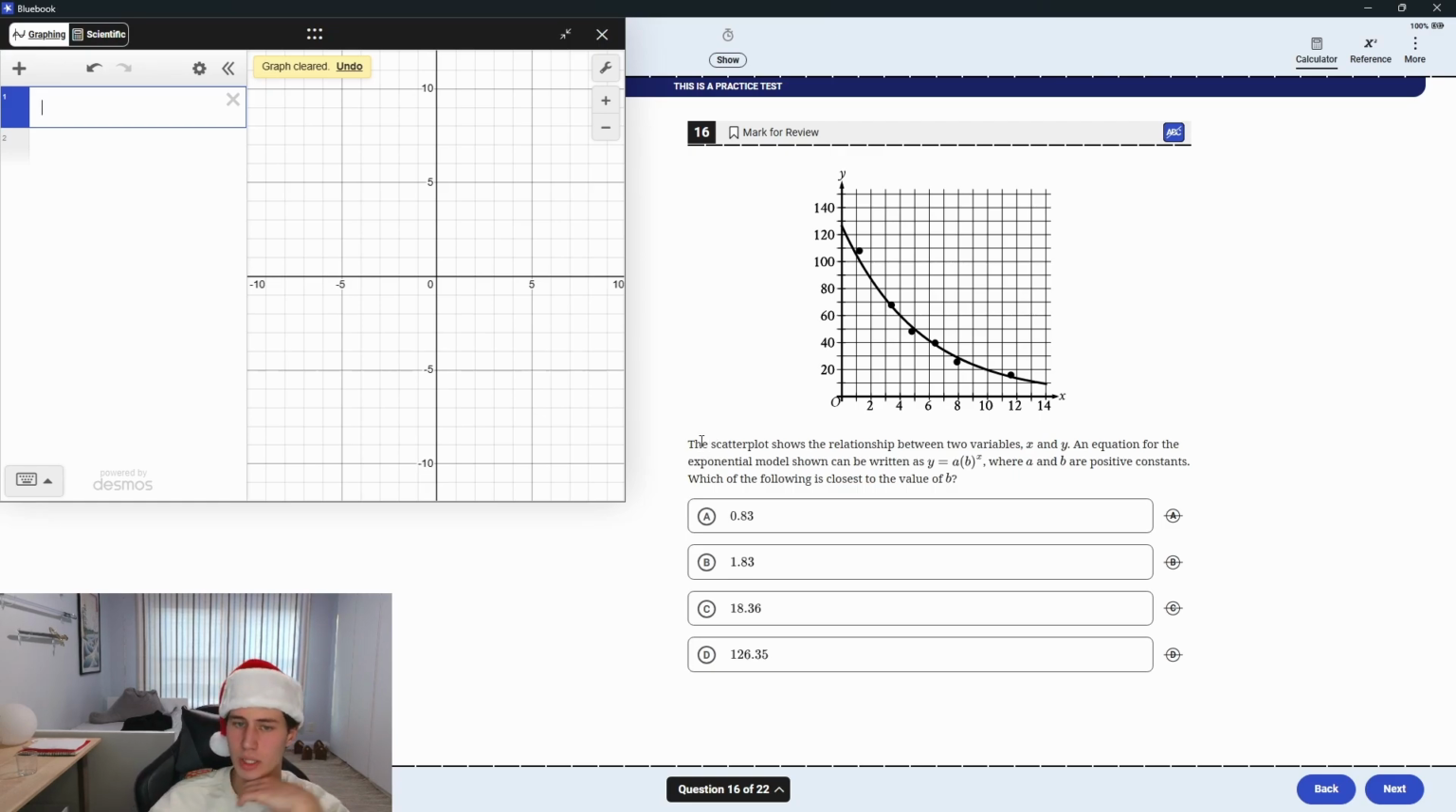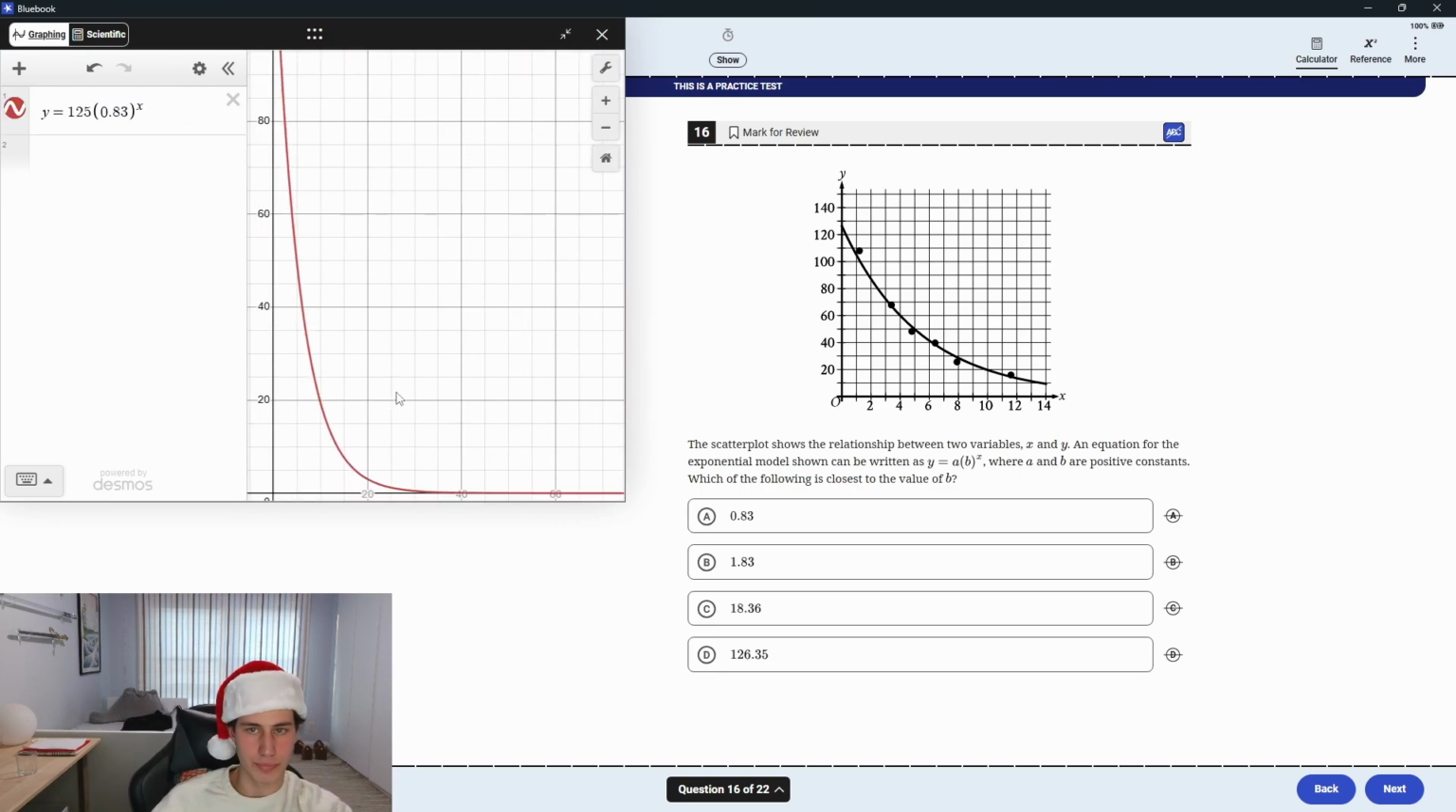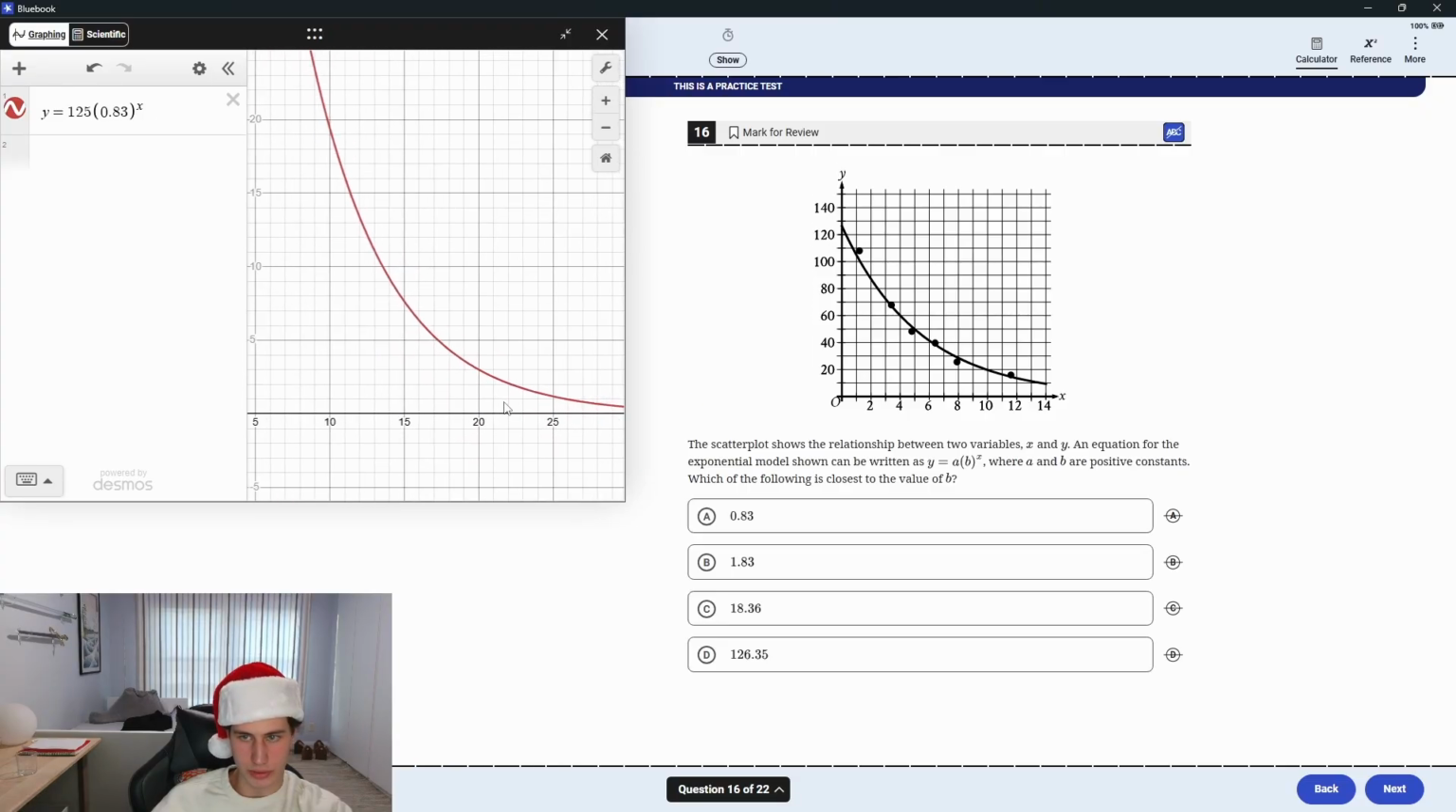The scatter plot shows the relationship between x and y. An equation for the exponential model can be written as this, where a and b are positive constants. Which of the following is closest to the value of b? Okay, so as we know, a is our y-intercept. So it looks like our y-intercept is about 125. It's not quite 130, not quite 120, so call it 125. And then it's obviously decreasing. So the only one that's decreasing is 0.83. And we can see that that lines up pretty closely.